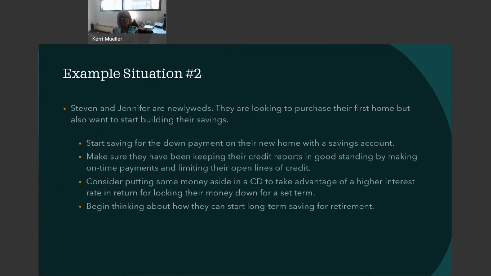The second example is Stephen and Jennifer, who are newlyweds. So they're in the next phase of life. They are looking to purchase their first home, but they also want to start building their savings. So what are some of the things they can do?